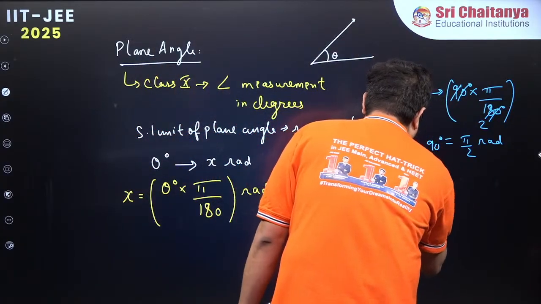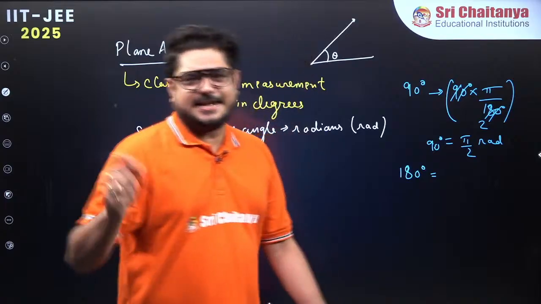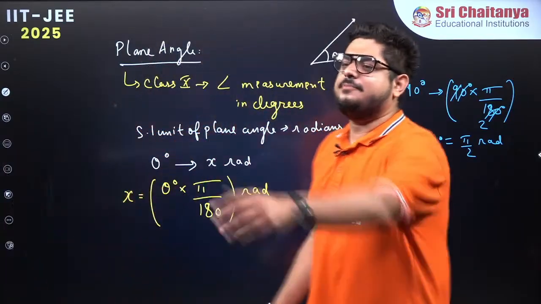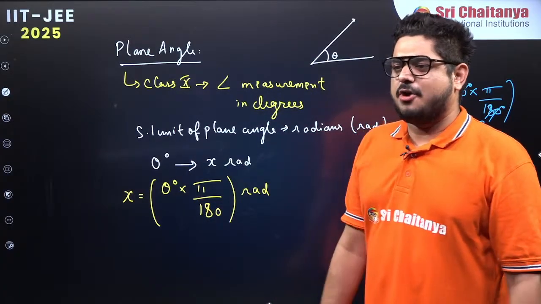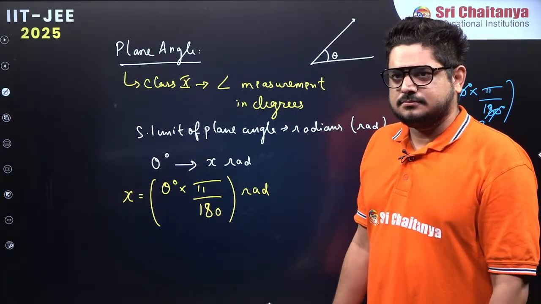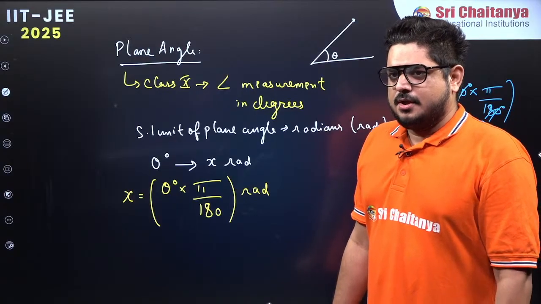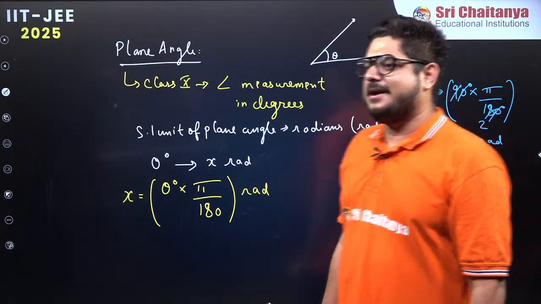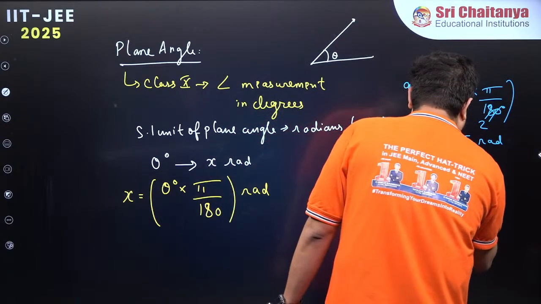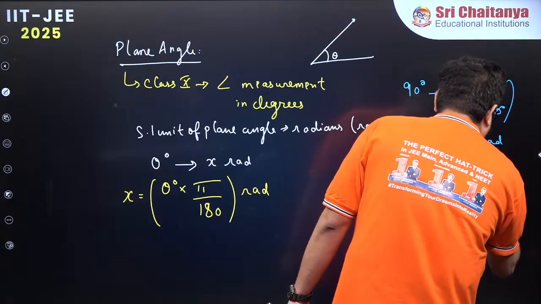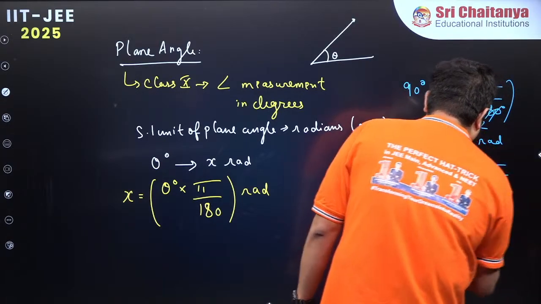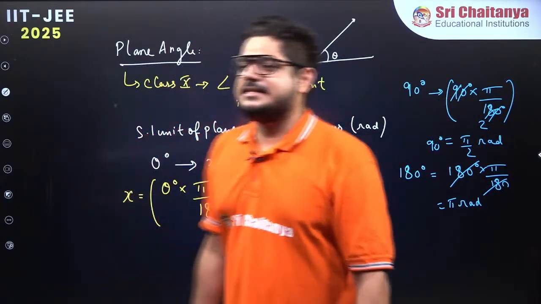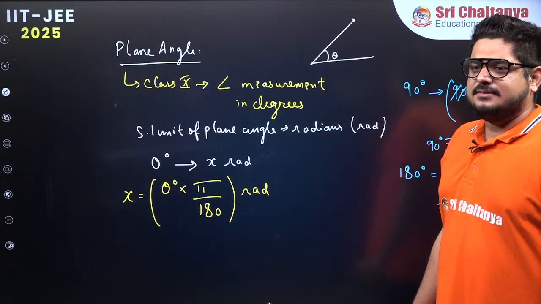Similarly, if I want to convert 180 degrees into radians, what is going to be the value? Please mention it in the chat box, everyone. What do you think 180 degrees is going to be? Yes, pi, correct. Once again, 180 into pi by 180, so 180 gets cancelled out and I get pi radians. Okay, that's great.